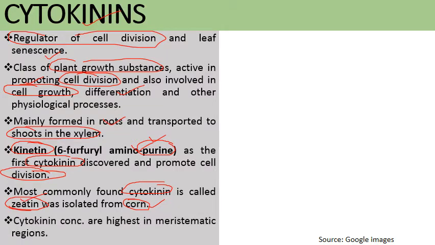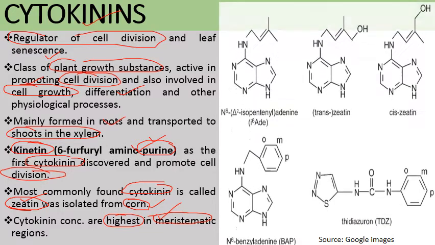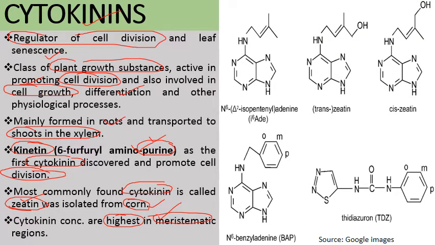And cytokinin concentrations are highest in the growing young tissues, because the young regions contain the group of cells which are continuously dividing, and they are undifferentiated cells commonly known as meristematic cells. So mostly the maximum concentration of cytokinin is found in the young regions, that is, the meristematic region. This is a naturally occurring cytokinin, isopentenyl adenine, and it exists in two forms, that is transzeatin and ciszeatin.